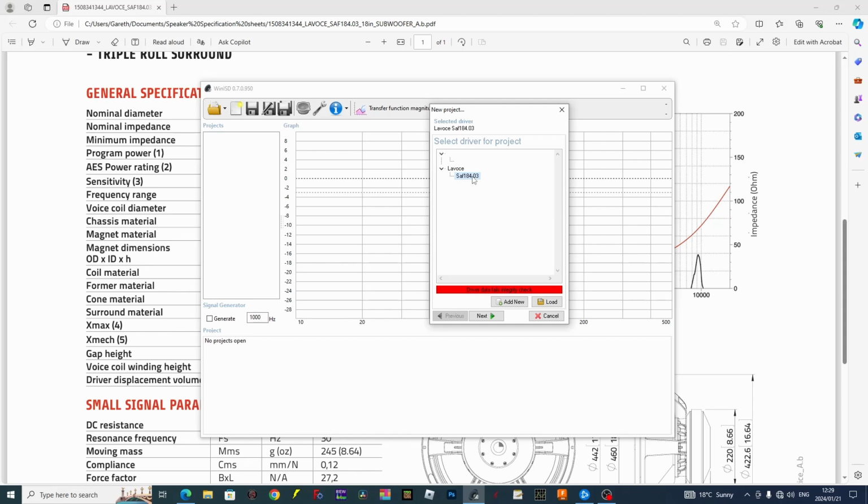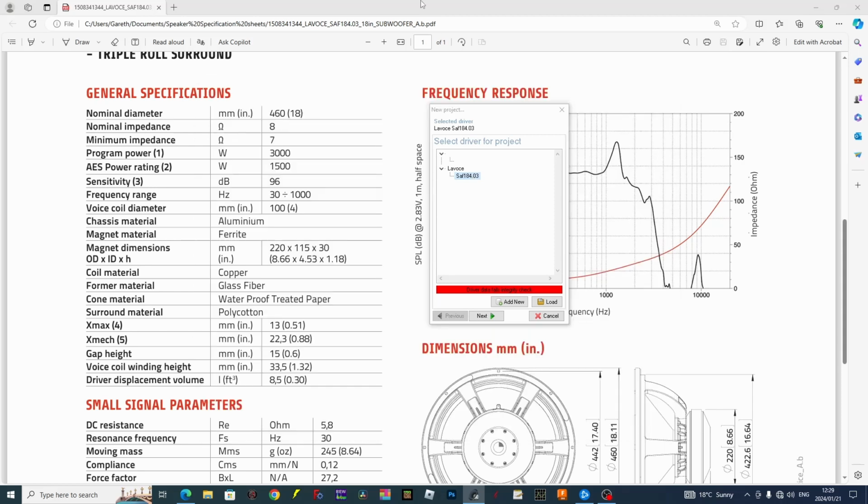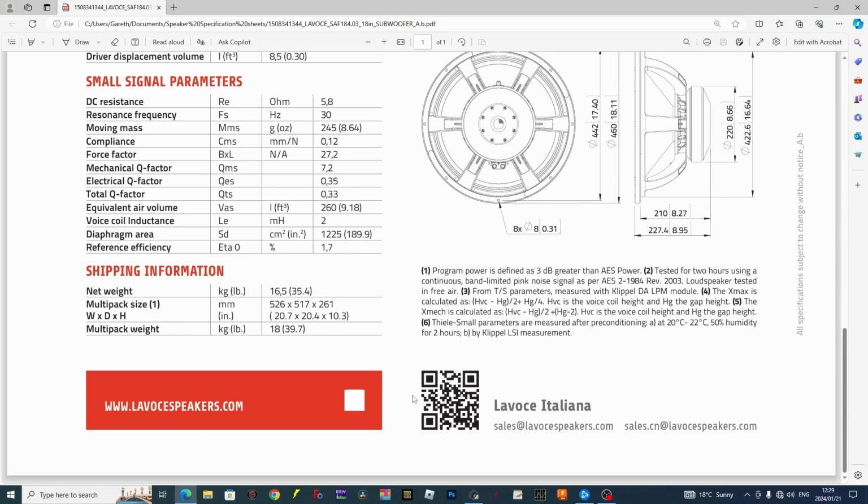The reason why it's failing is because WinISD itself will work out the Xmax once you start punching in the height of the voice coil minus the gap height divided by 2, which is going to give you a one-way linear displacement. But in reality, all good speakers, if you give a good reading down here, they tell you the TS parameters were measured with Klippel. Firstly, Klippel is very much the industry standard, right? They tell you here that the Xmax is calculated as the height of the voice coil minus the gap height divided by 2, and that is where it ends in WinISD.